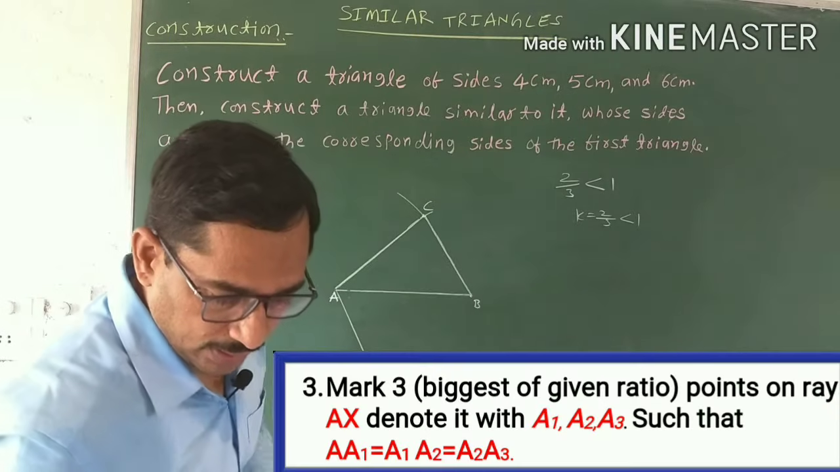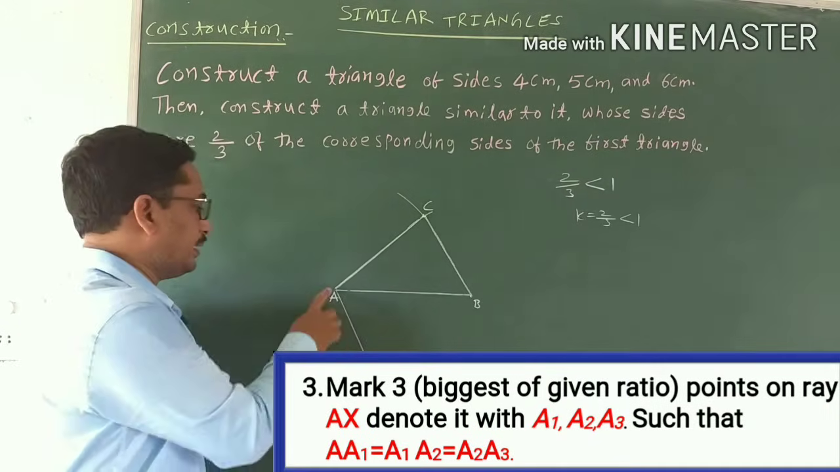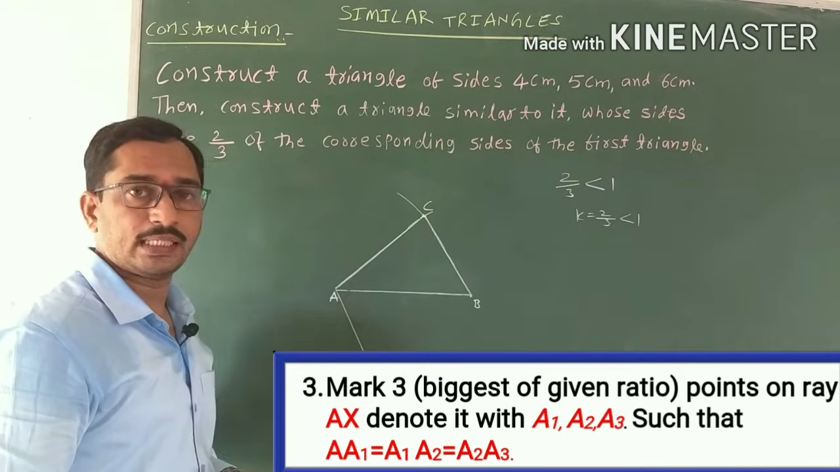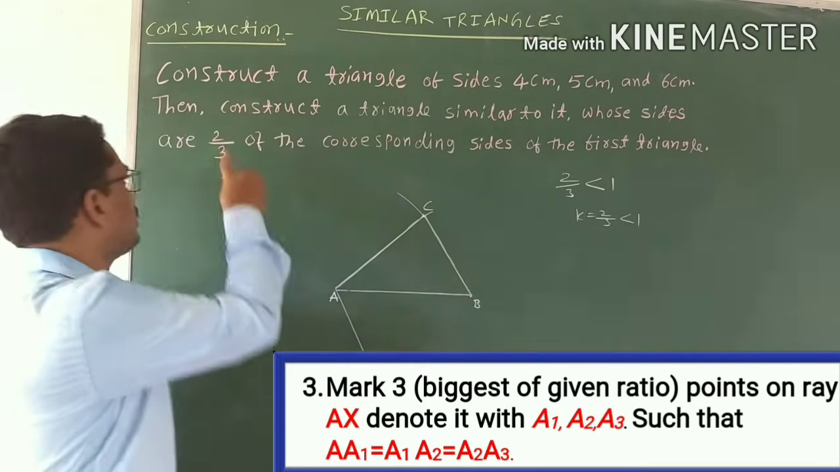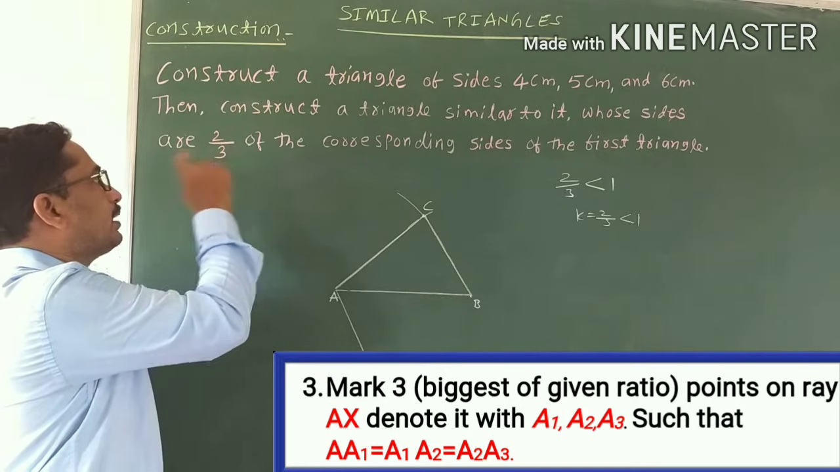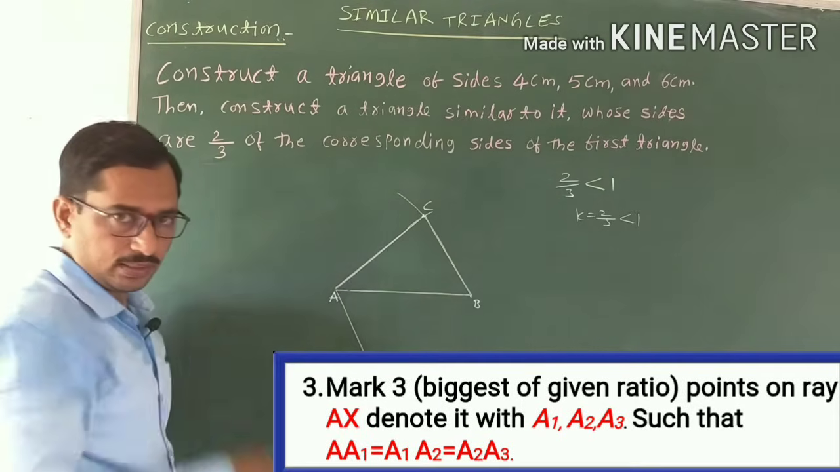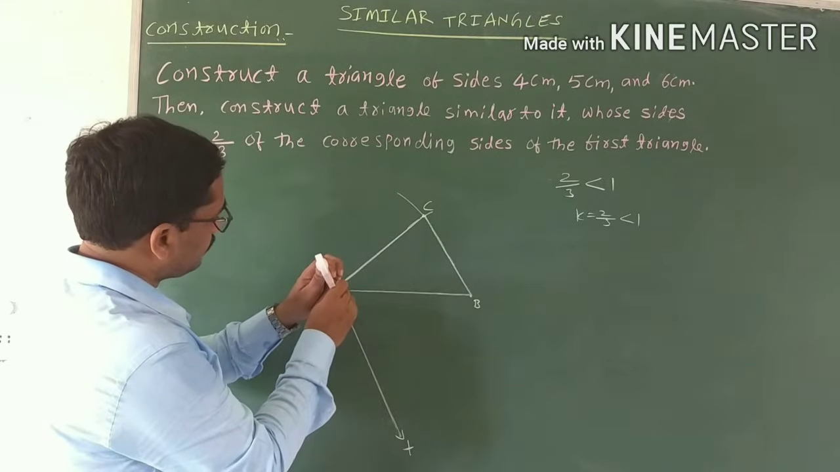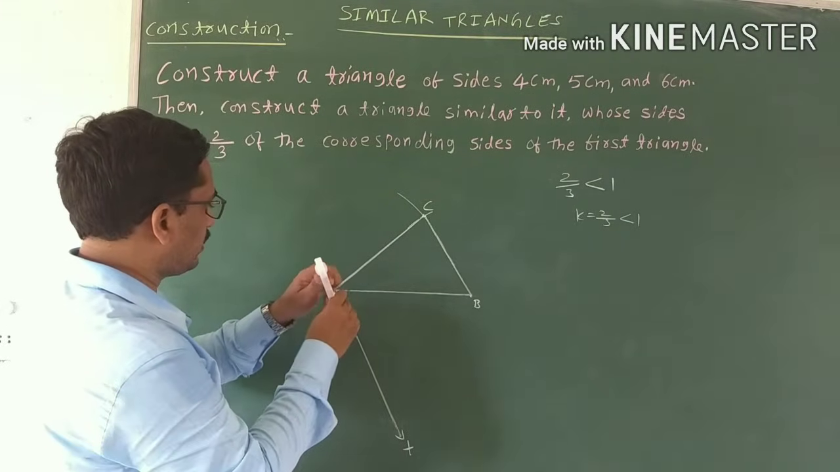Now mark 3 points on the ray AX. Why I am taking 3 points: see, in the given ratio 2 by 3, the biggest number is 3. Always take the biggest number. Here the number is 3. So draw the 3 arcs.